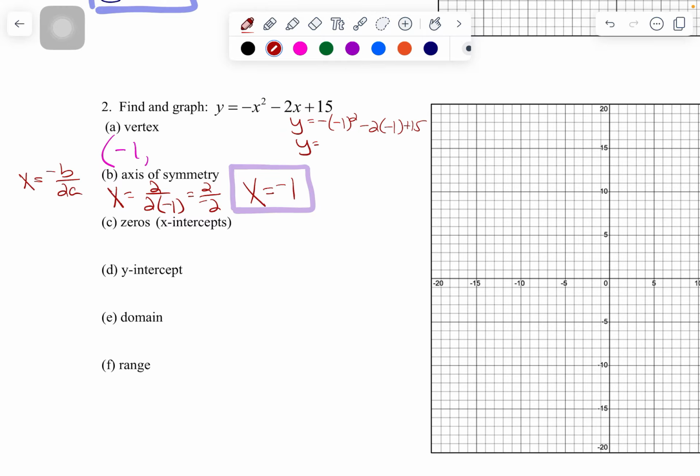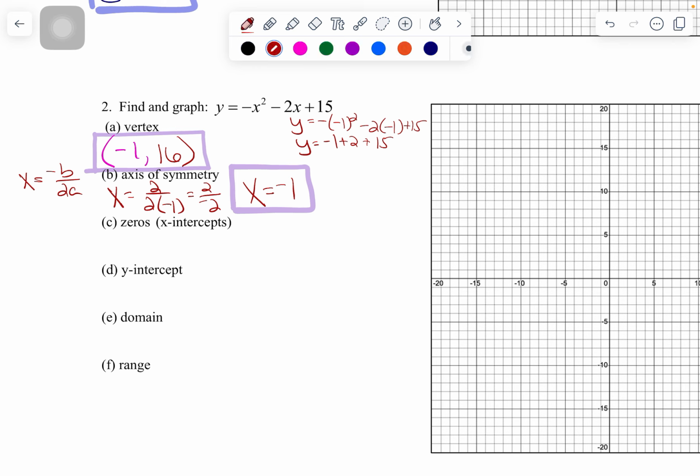All right, so -1 squared is 1, but I need to make it negative, so it's going to be -1. -2 times -1 is +2 plus 15. Let's see, that would be 16. So I've got a vertex of 16 there.